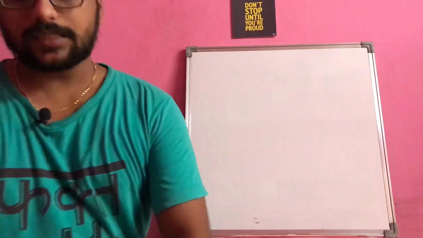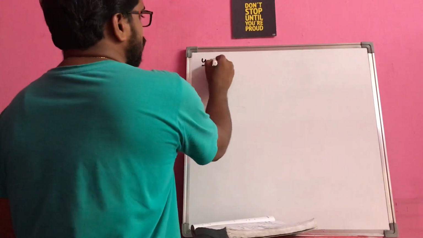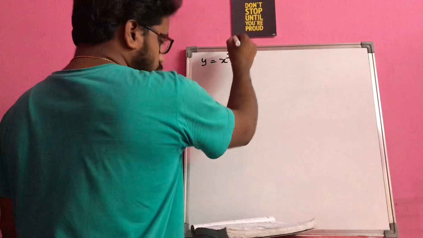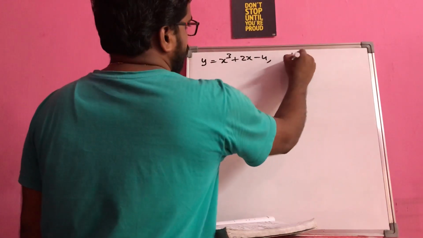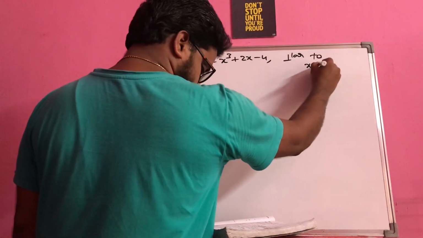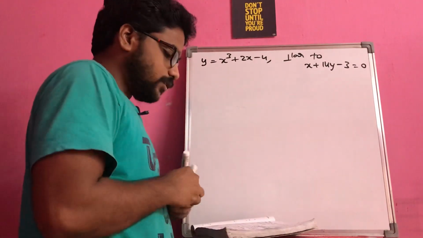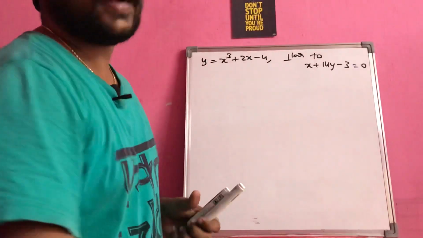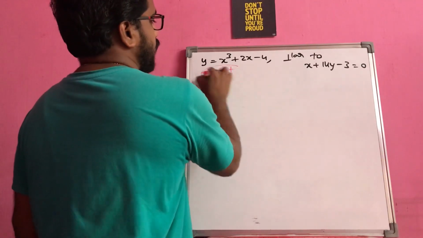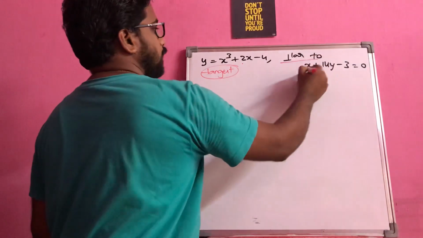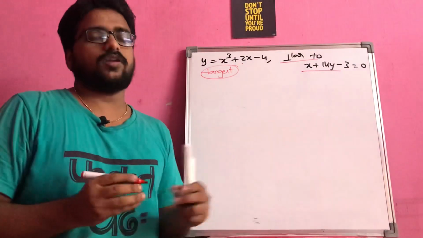Okay. Now let us see one more question in today's class. Find the equation of the tangent to the curve y is equal to x cube plus 2x minus 4 which is perpendicular to x plus 14y minus 3 is equal to 0. Just see the question now. What they are asking is to find the equation of a tangent to the curve that is perpendicular to this. So here your interest is the tangent, not the normal.